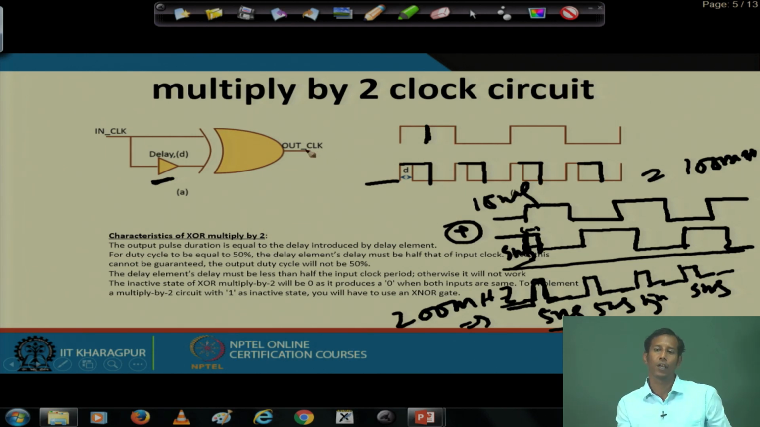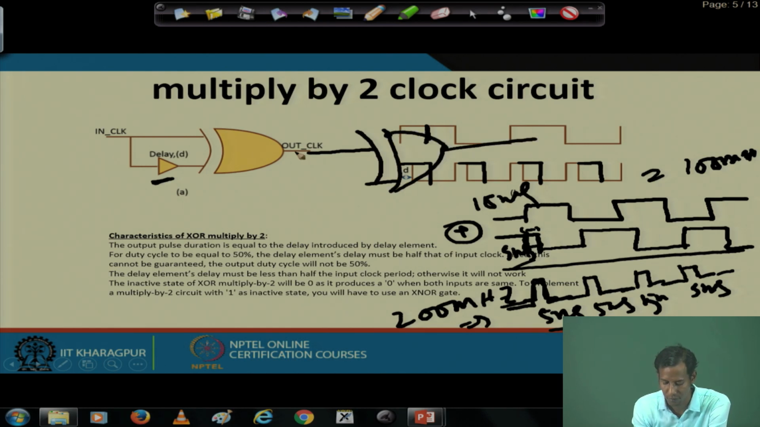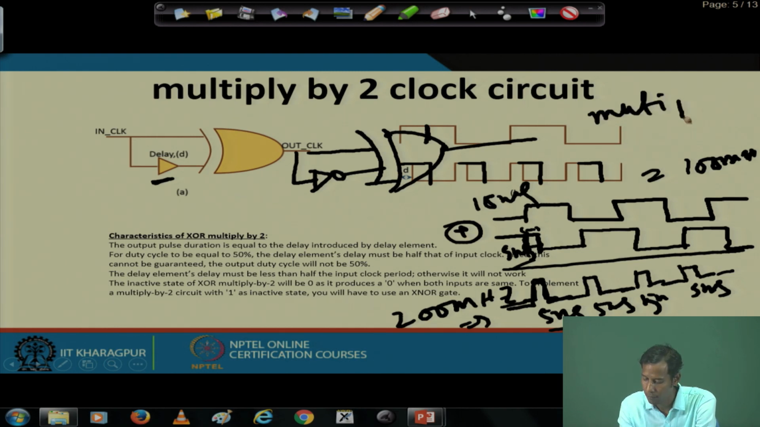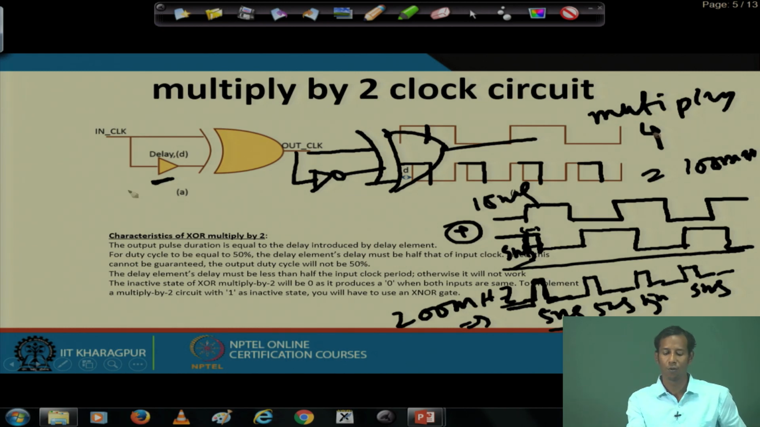Now, if I ask you how to design a multiply by 4 circuit, then multiply by 4 means again extending these signals and putting in another XOR gate where you again use the same structure. So, whenever we add this kind of chain in series, it will be multiplied by 4; the first stage gives multiply by 2, and the next gives 4. If I add another, it will be multiplied by 8. So, if I add these stages in series, the multiplication factor of the clock will also increase.